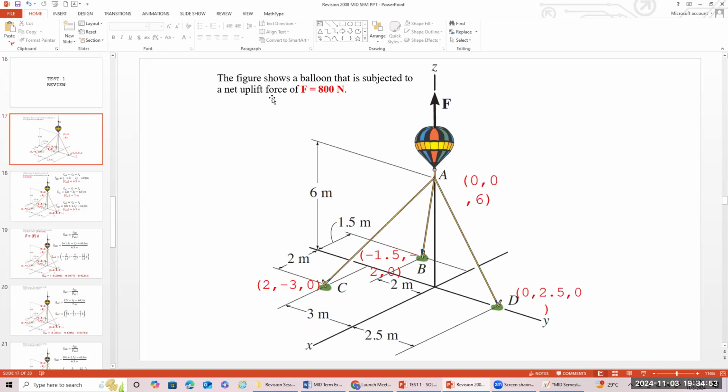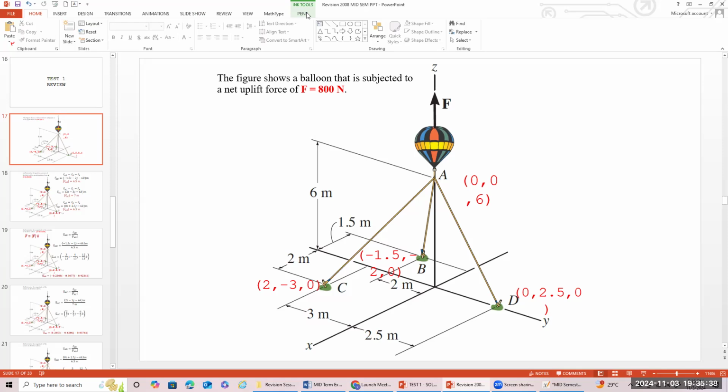The problem says, in the figure below, a balloon is subject to a net uplift force F equal to 800 newtons. You are to find the tensions in the cables. You have cables AB, AC, and AD. The 800 newton force is F. So you know that this is an equilibrium problem, right?